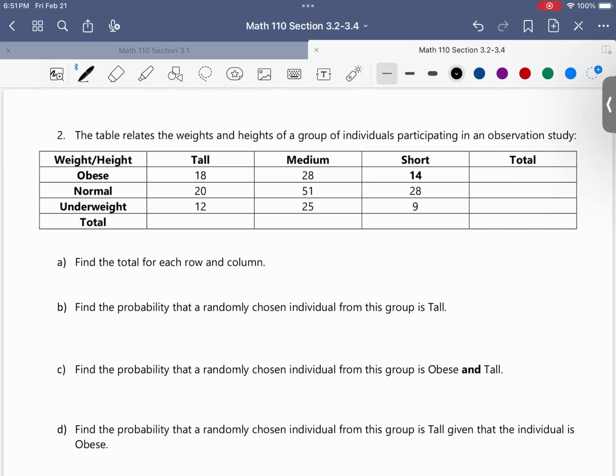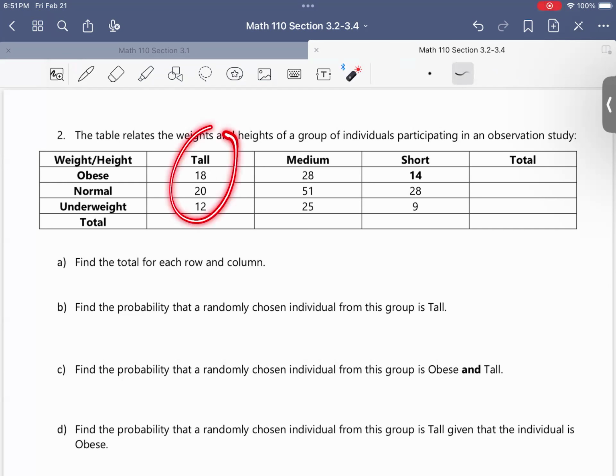So number two states the table relates the weights and heights of a group of individuals participating in an observation study. Here we have heights and weights, height relating to tall, medium, and short, and weight relating to obese, normal, and underweight. And we have specific numbers for each. So with these contingency tables, we always want to add up the totals so that we can use these to calculate our probabilities. So let's go ahead and add up our columns.